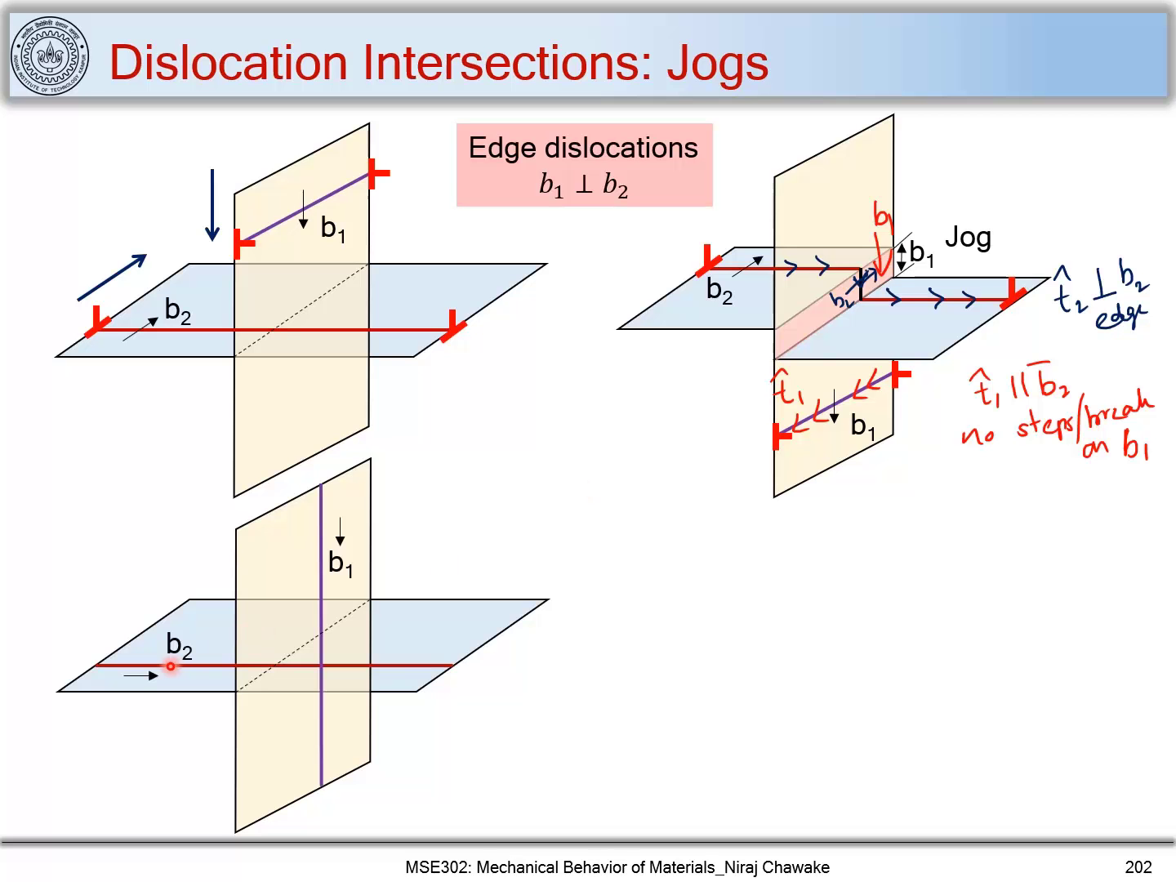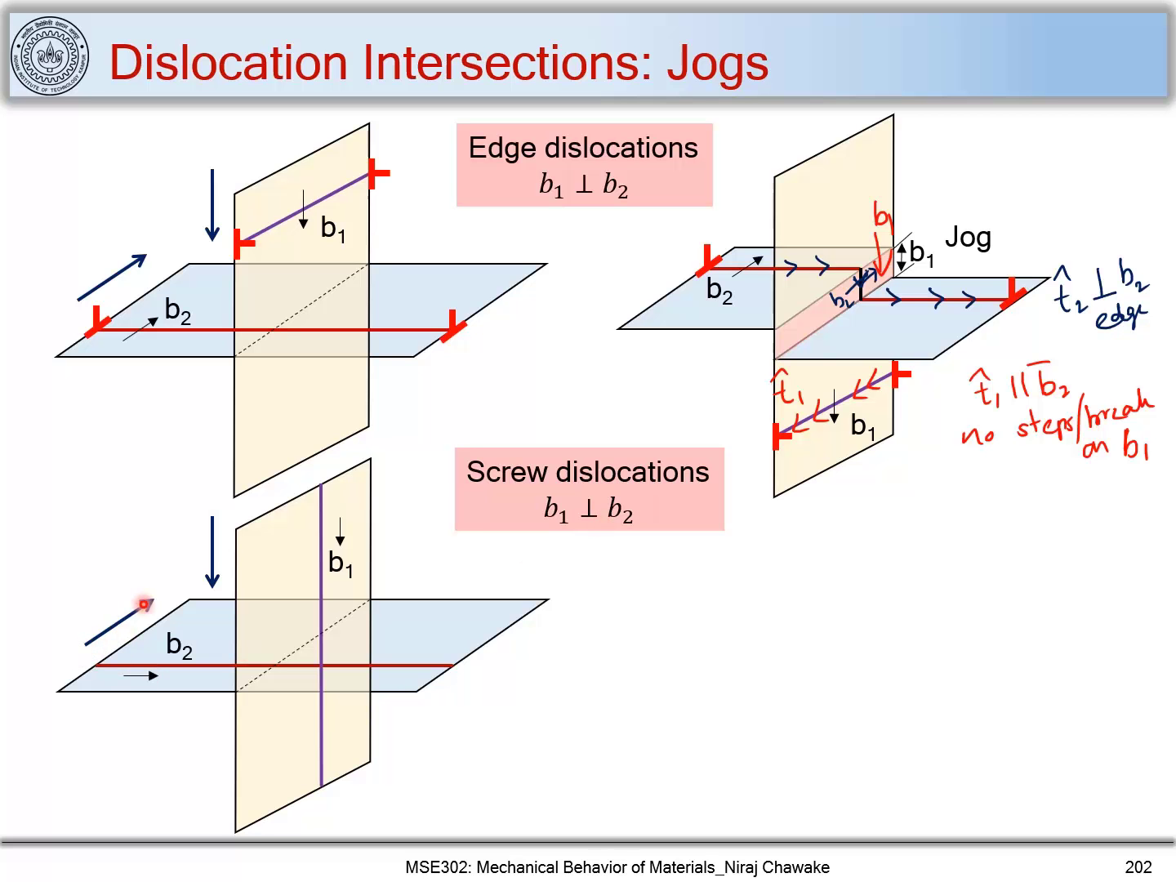Let's look at these two screw dislocations. This is a dislocation line which is marked by this red line and blue line, and the Burgers vectors are parallel to these dislocation lines. These are screw dislocations. If you look at this case carefully, these are screw dislocations having Burgers vectors perpendicular to each other.